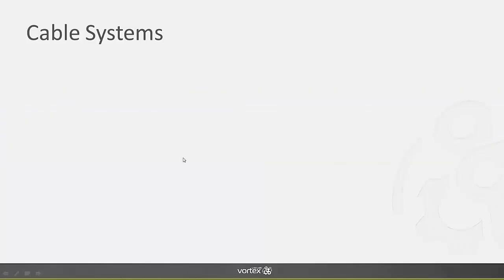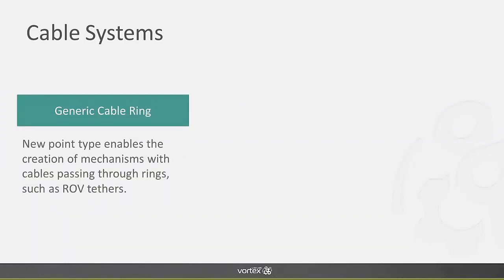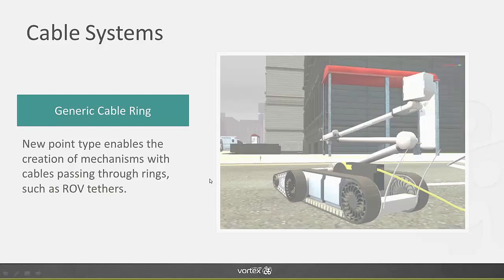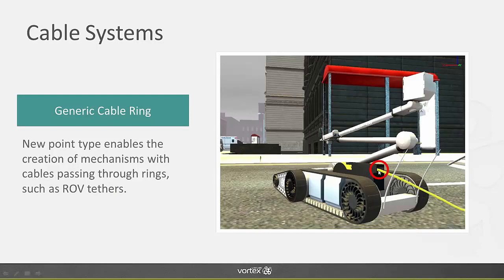So starting with cable systems, 6.6 saw a minor improvement, which was the addition of a generic cable ring mechanism, which allows you to replicate machines with cables passing through rings. For example, tethers on an ROV, which go through rings here. It's also what would be used if you were to model, let's say, a zip line, for example.